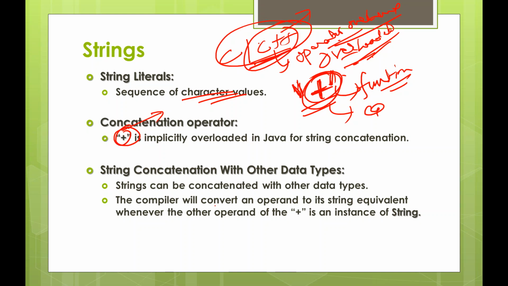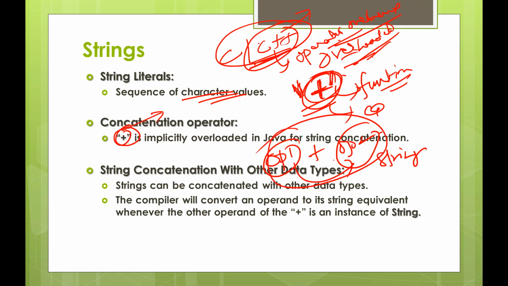Okay, so when will other data types be converted into a string? You have operand 1 and operand 2. If either one of them is a string, the other will be converted to a string and then both are appended together, concatenated together.